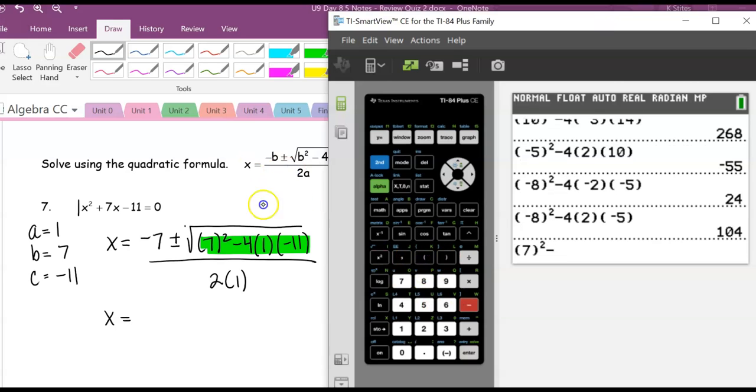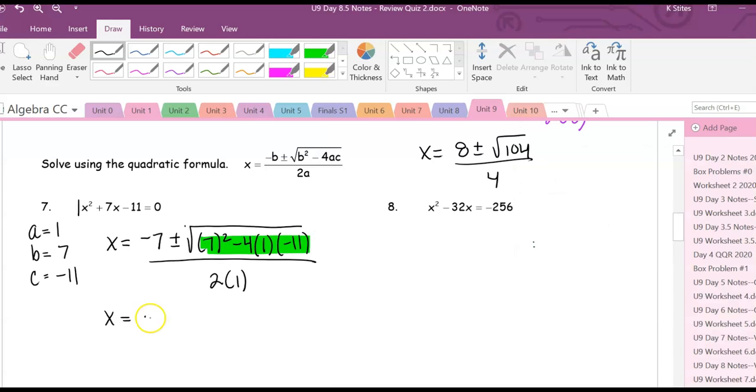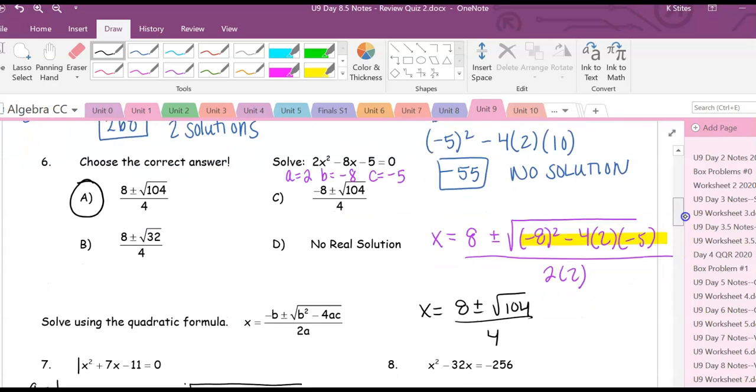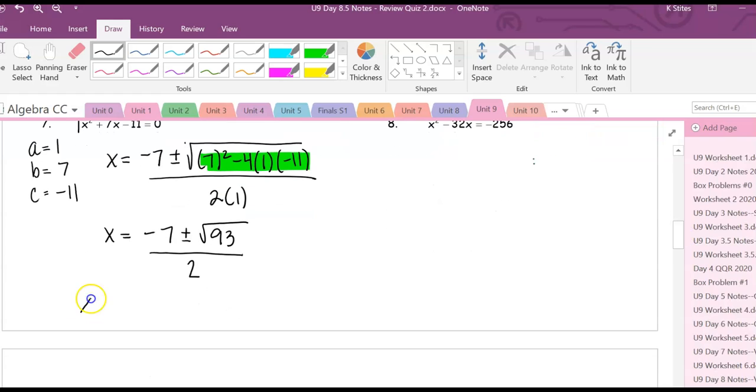Let's see if I can plug it in correctly this time. All right, that looks right. Okay, so 93, and then we're just going to bring everything else down. And 2 times 1 is 2. Okay, so in the last problem, we just circled our answer, but what we're going to do is keep going, and now we're going to find answers to the nearest hundredth.